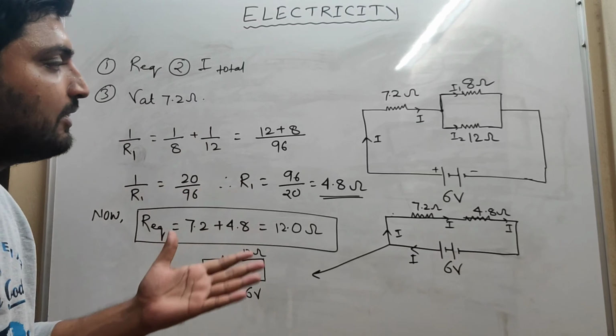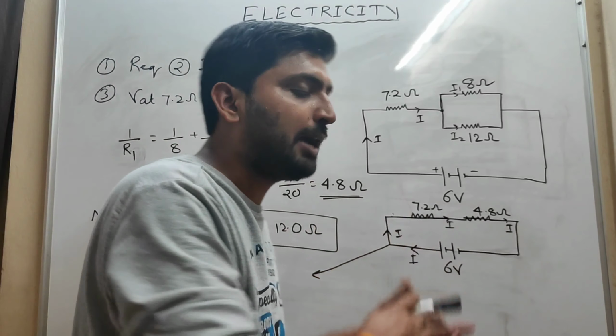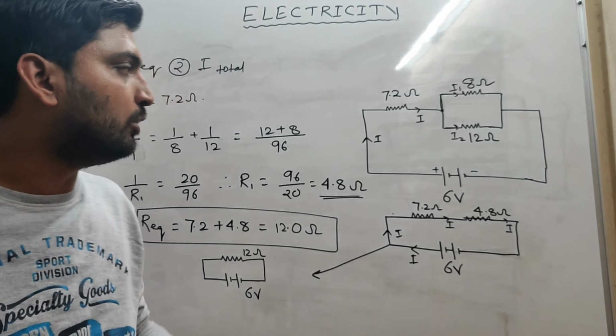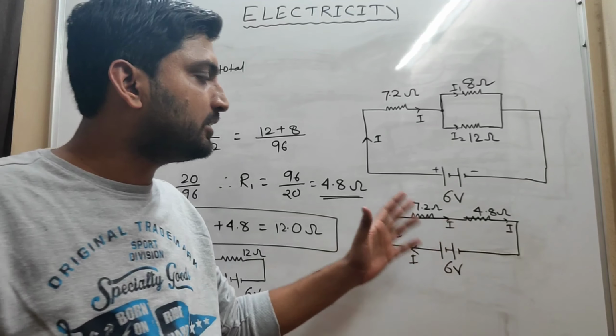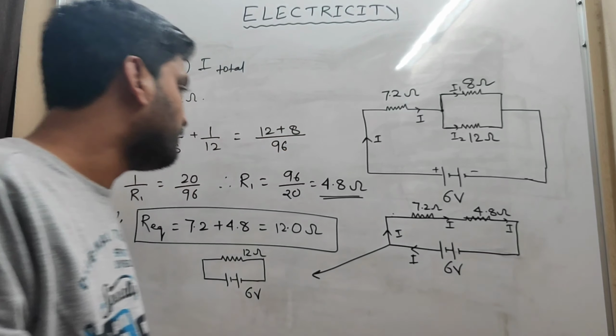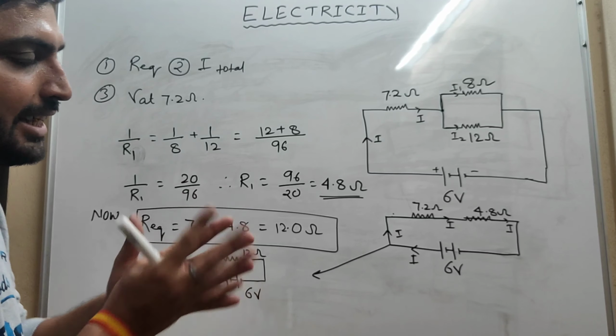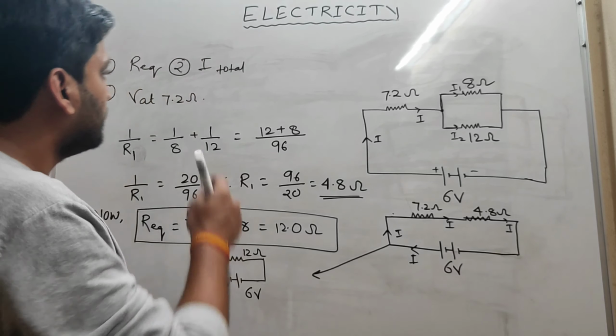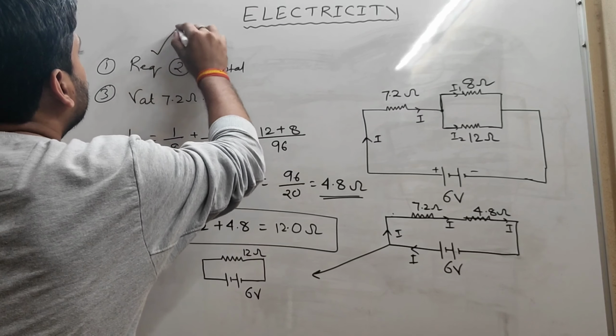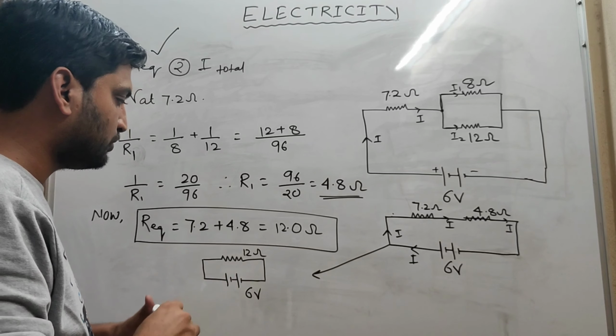Whenever there is a combination of series and parallel, there will be two steps to solve it. In the first step you solve the parallel one, and in the second step the series one. So first always parallel and then series, and finally you will get the equivalent resistance. So here we have found the equivalent resistance, which is 12 ohm.